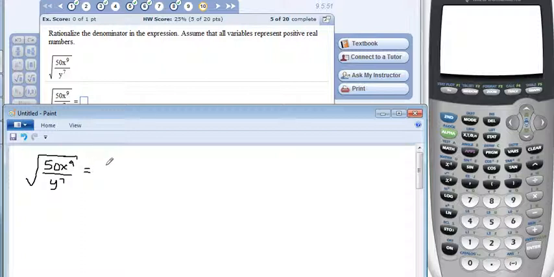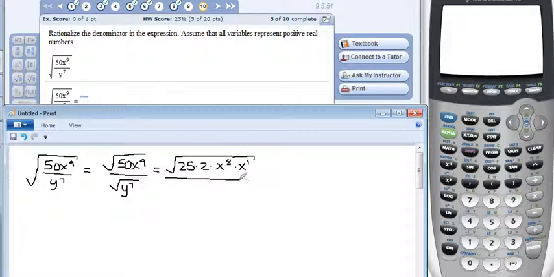Okay, so the first thing that I'm going to do is split this with my quotient rule. I don't want those together. Okay, so now I've got a square root here, so I'm going to start pulling out perfect squares if I can. The biggest perfect square within 50 is 25. And 9 is not divisible by 2, but 8 is. So I'm going to have x to the 8th and 1 left over. And 7 is not divisible by 2, but 6 is. And I would have 1 left over.